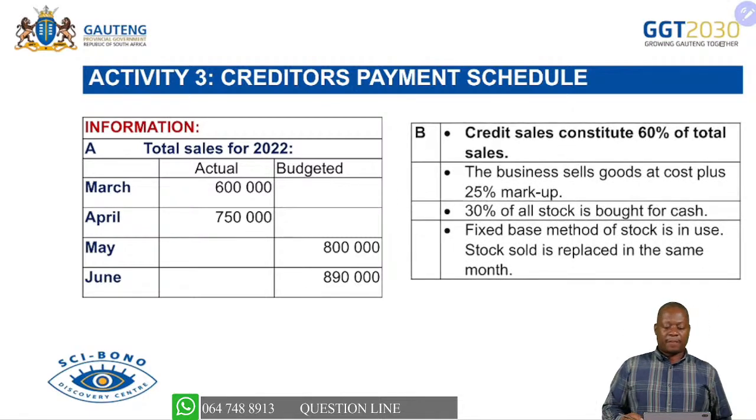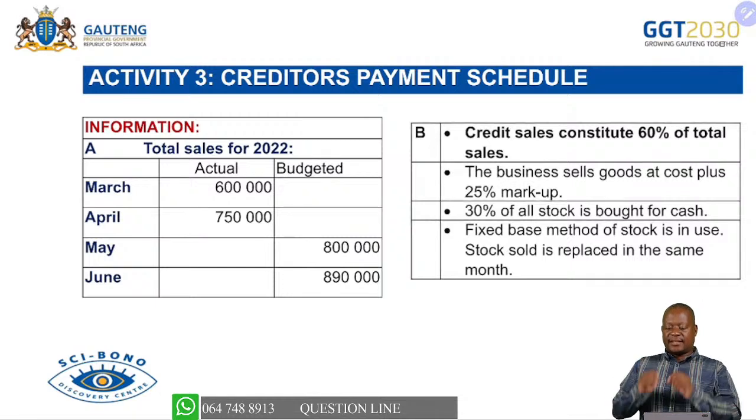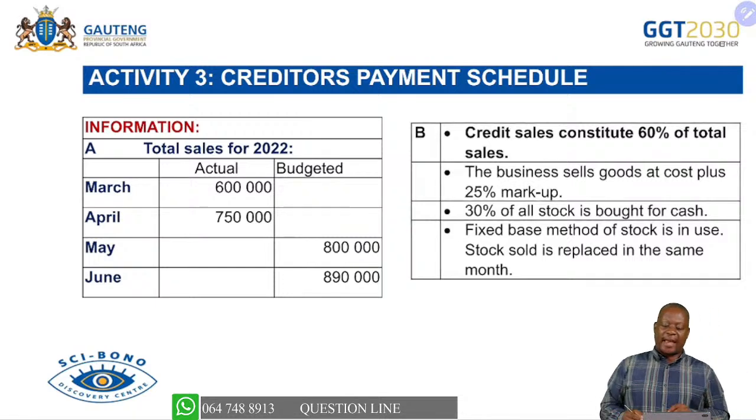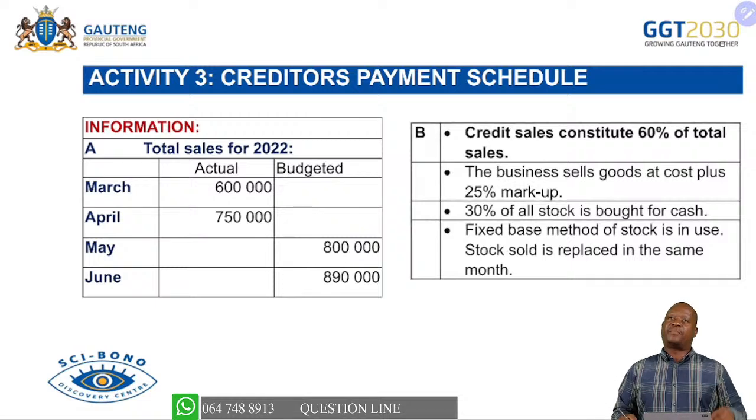Information B says, credit sales constitute 60% of the total sales. We already know that cash sales are what percentage? 40%. The business sells goods at cost plus 25% markup. Remember, the markup is coming up. Why? Because we are going to use it to calculate our purchases. Why? Because purchases is equal to cost of sales. 30% of all stock is bought for cash. So when we are buying our stock, 30% is cash and only 70% is on credit.